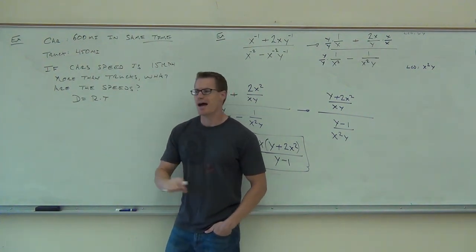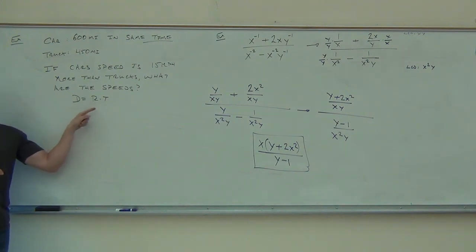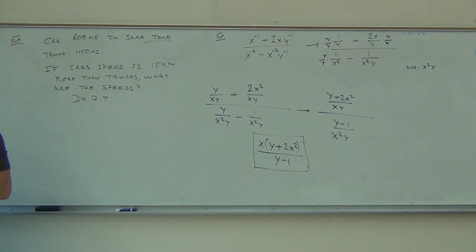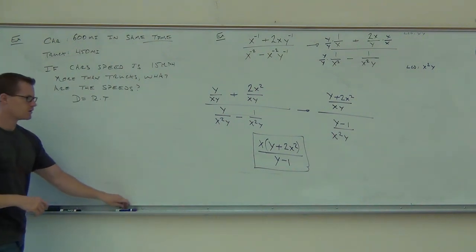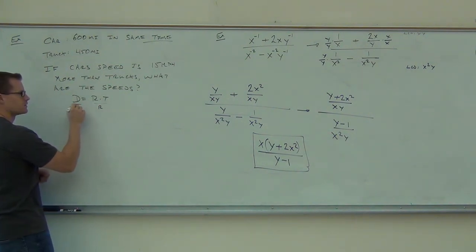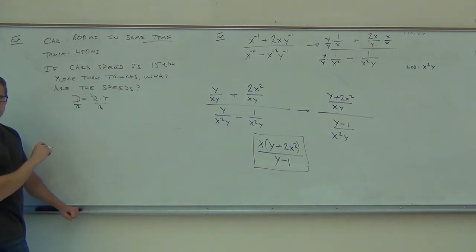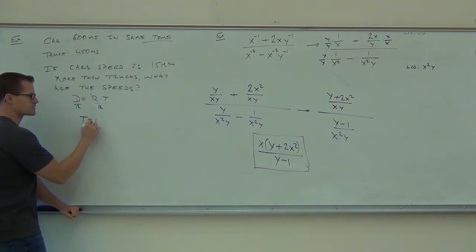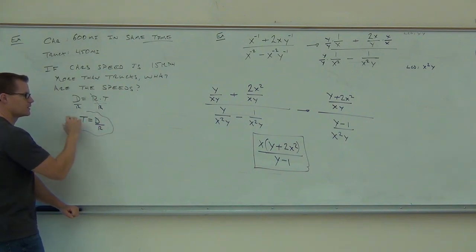Solve for time. How can I get time all by itself in this equation? If I divide by what? Not T, not D. R. I want to leave T alone. I want to get rid of R. If I divide both sides by R, that's gone, right? True? Yeah. I get time equals distance over rate.